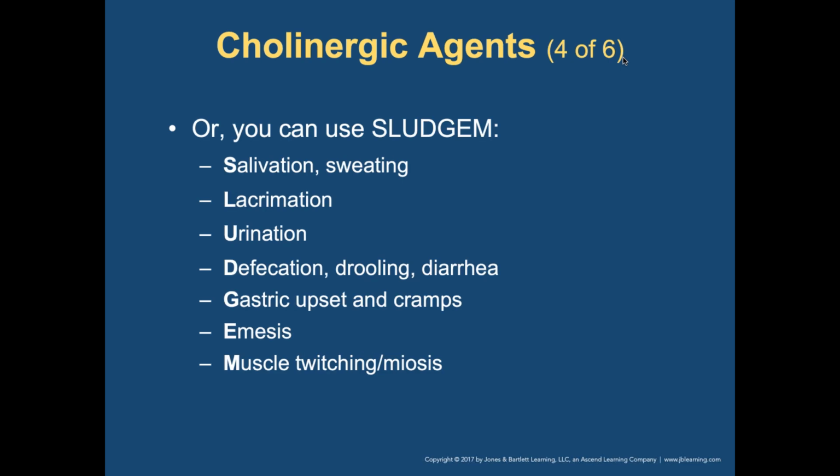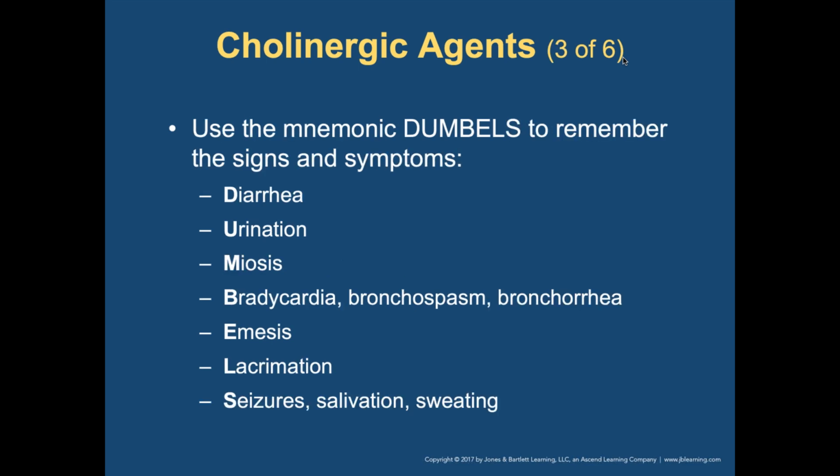Here's another one, a different one that we were going over earlier. So DUMBBELS is basically the same exact thing. And then you've got SLUDGEM, which is the next one. That's what we talked about before, SLUDGE. They're basically the same thing. You just notice they're in a little different order and they ask for different questions. So it may be good to learn both of them if you have a lot of chemical agents in your area.